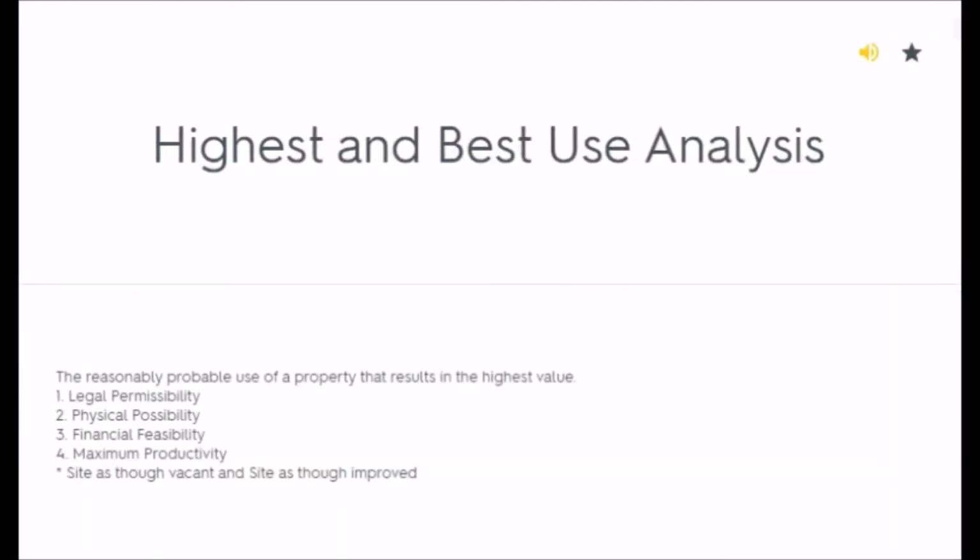Highest and best use analysis. The reasonably probable use of a property that results in the highest value. 1. Legal permissibility. 2. Physical possibility. 3. Financial feasibility. 4. Maximum productivity. Site as though vacant and site as though improved.